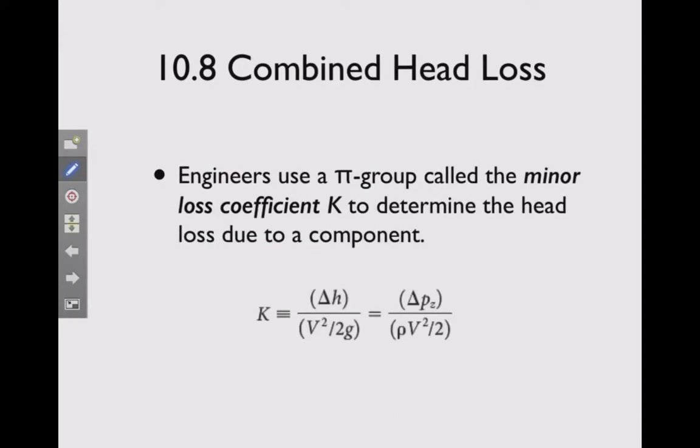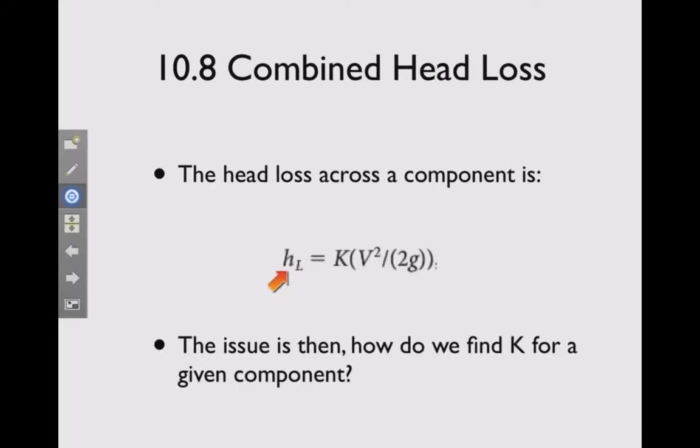The first thing is to define the pi group called the minor head loss. It's given this value K. It can be interpreted in one of two ways. It's either the change in the head loss over the velocity head, v squared over 2g, or the change in piezometric pressure over the kinetic pressure. We can solve this equation for the minor head loss, and it's just the value of K times v squared over 2g, where again v is the mean velocity.